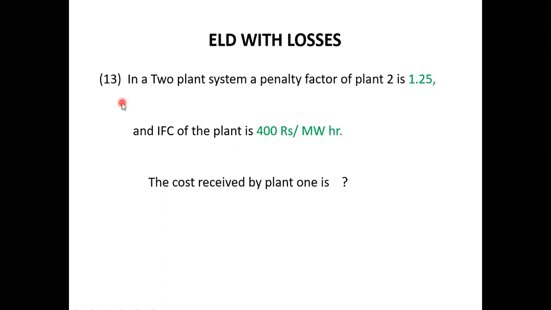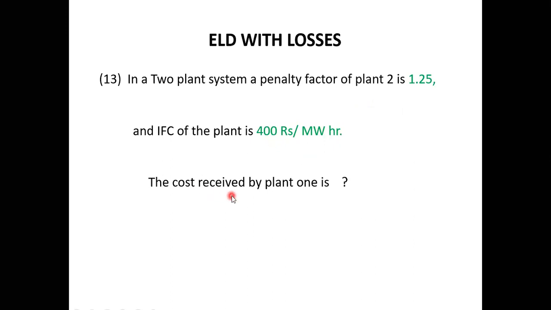So we'll see this one. In a two-plant system, the penalty factor of plant 2 is 1.25 and the incremental fuel cost of the corresponding plant is 400 rupees per megawatt hour. So these two are nothing but given data. How can we represent the penalty factor of plant 2? That is with respect to L2. And the incremental fuel cost of the plant is 400 rupees per megawatt hour.